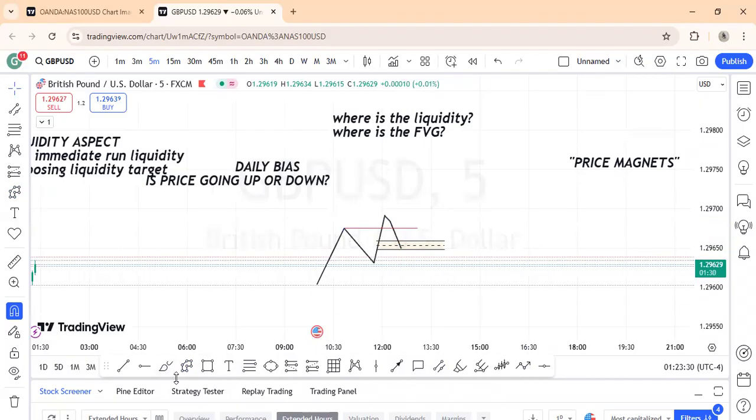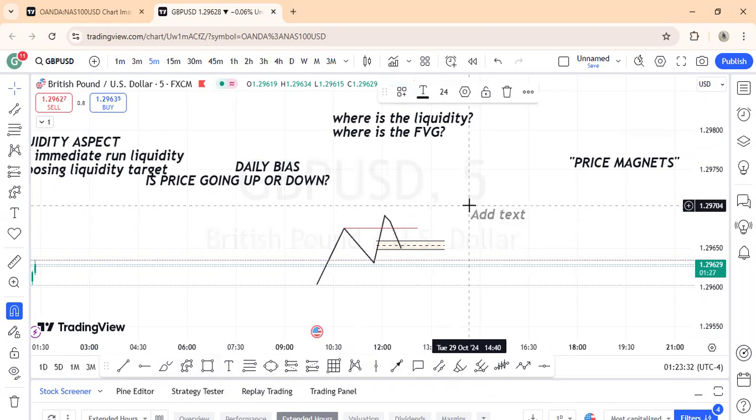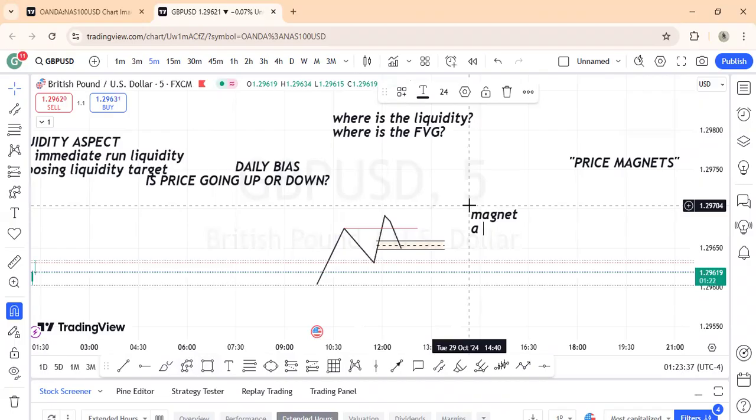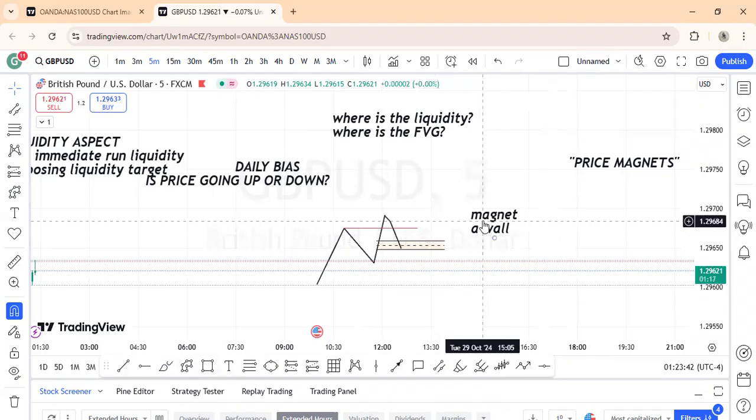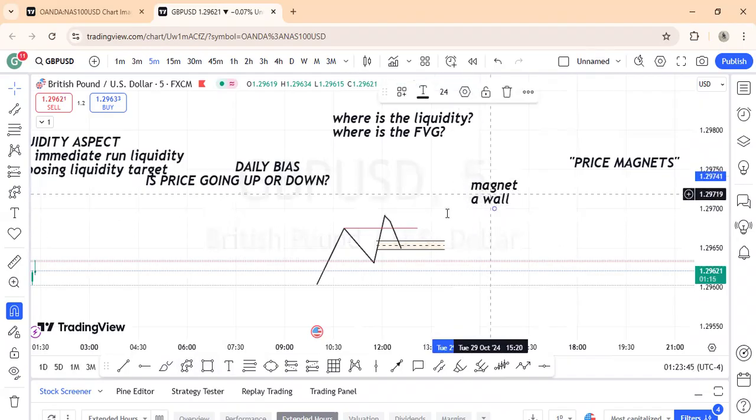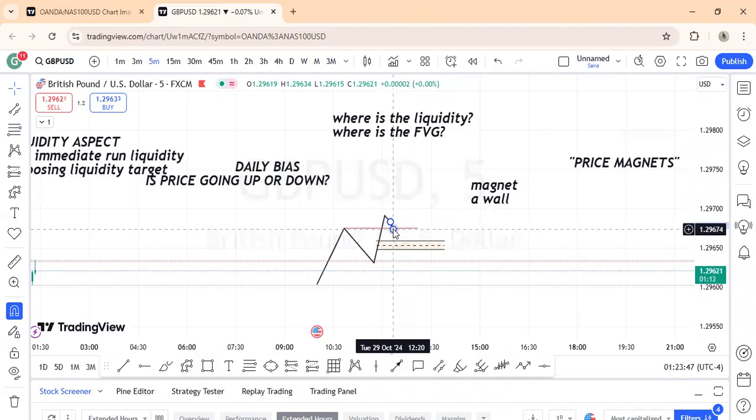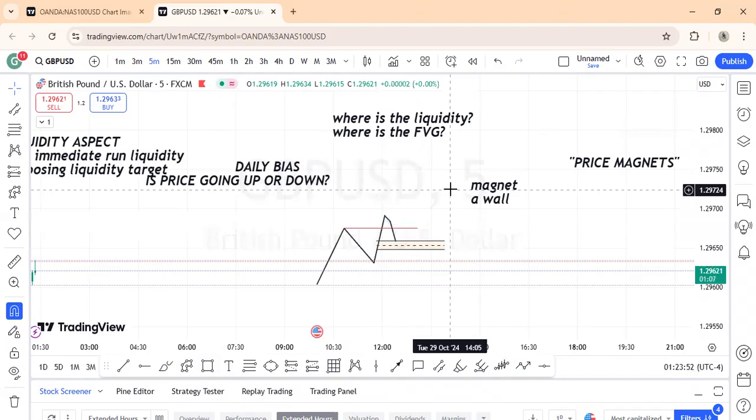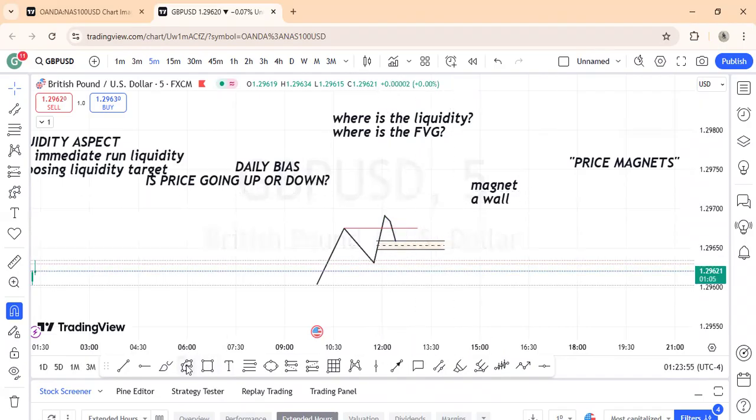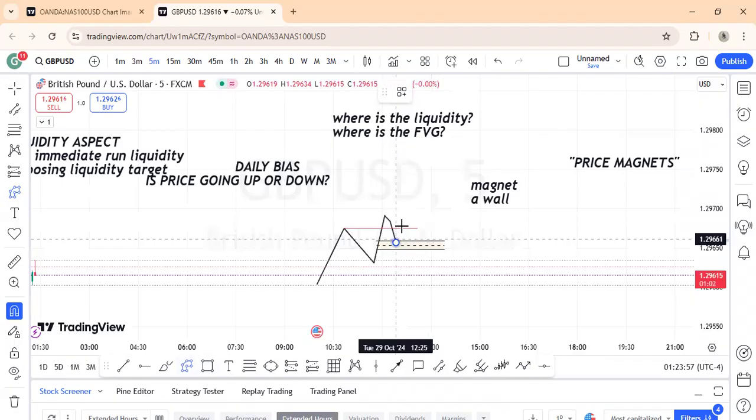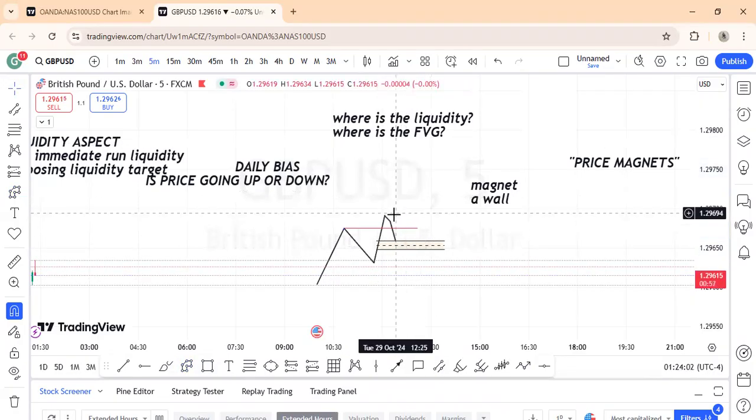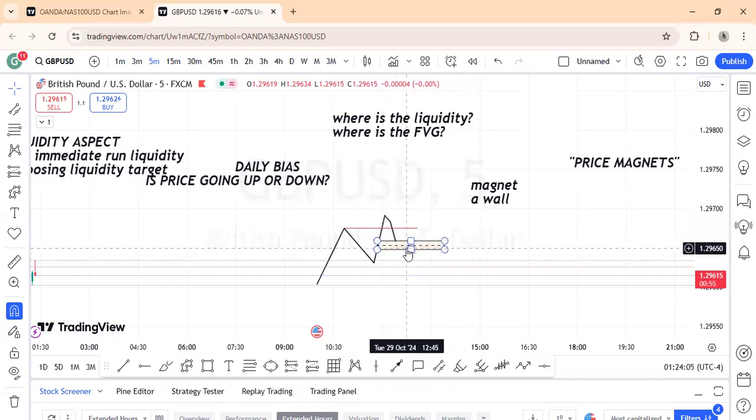So fair value gap acts as two things. Number one, it acts as what? A magnet and what? A wall. Yes. So it acts as a magnet and then a wall. That means when price is far from a gap, it tends to draw price towards itself. And when price gets there, it tends to act like a wall. That means price can usually bounce off it, right? Price can bounce off it or breach. But most times you will see that once price hits a fair value gap, there's usually a reaction.